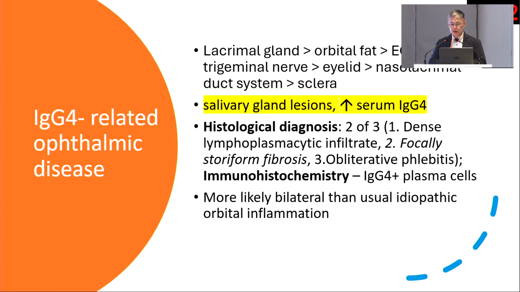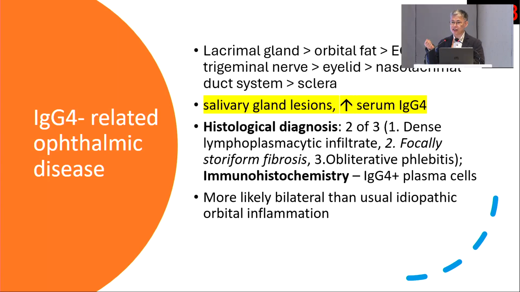I wanted, as we come to the end, to just briefly touch on IgG4 disease, because it seems to rise to the top of all our suspicions, right? And you can see that in order of involvement, it's the lacrimal gland first, then the orbital fat, then the muscles, but they also might involve the trigeminal nerve, so don't forget to test corneal sensation, lids, nasolacrimal duct, and the sclera. We like to do serum IgG4, but remember, it's not the diagnostic criterion for IgG4 disease. You actually need to get tissue showing IgG4, right?